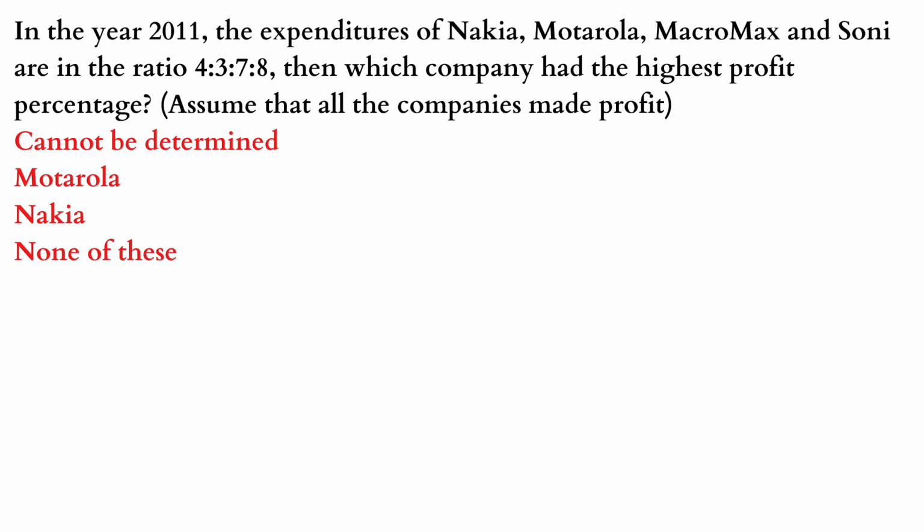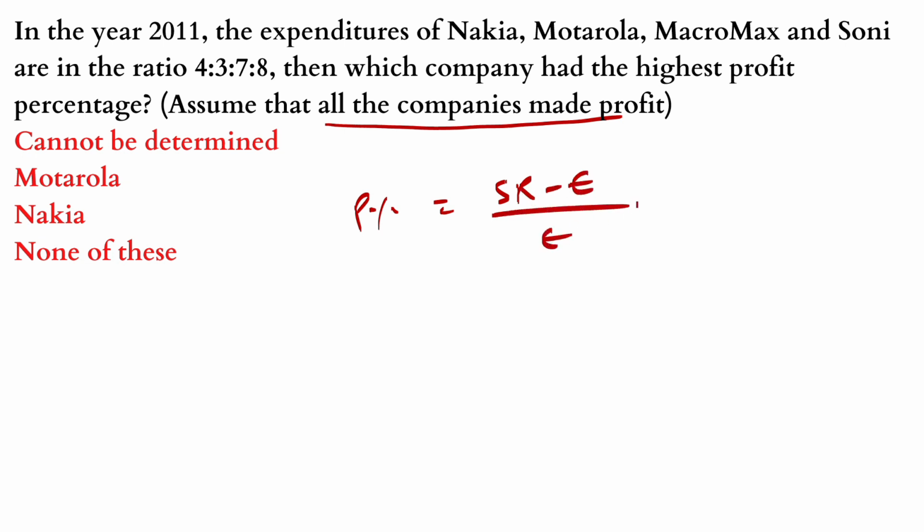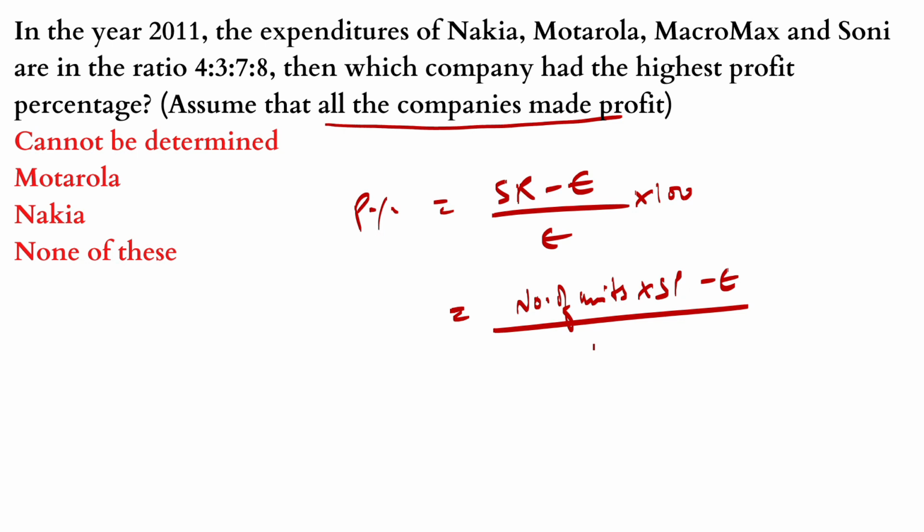In the year 2011, the expenditure of Nokia, Motorola, Macromax and Sony are in the ratio 4:3:7:8. Then which company had the highest profit percentage? Assume that all the companies made profit. So profit percentage is sales revenue minus expenditure by expenditure into 100. Okay, so how can we calculate sales revenue? Sales revenue is number of units into the selling price. But what is the selling price for all the brands? It's nowhere mentioned, right? Selling price is not mentioned, so how can we calculate? So we cannot calculate this. Option is cannot be determined. We cannot assume the selling price for each and every company is something. As it is not mentioned, we cannot calculate the value.